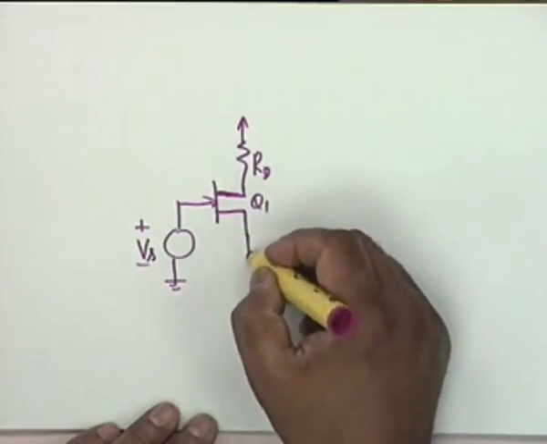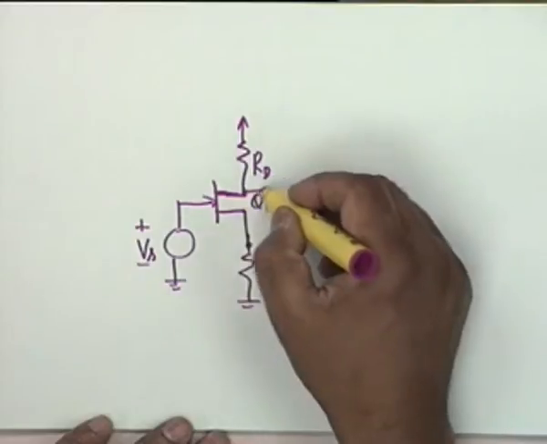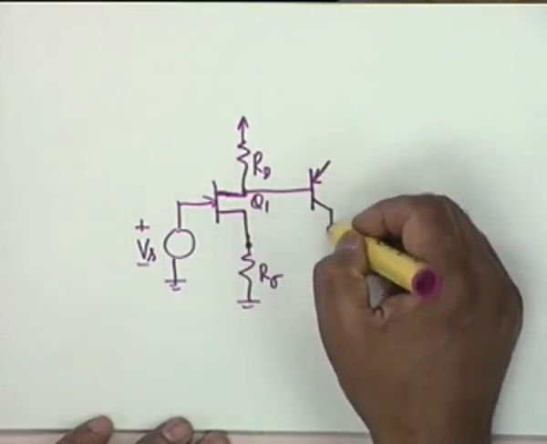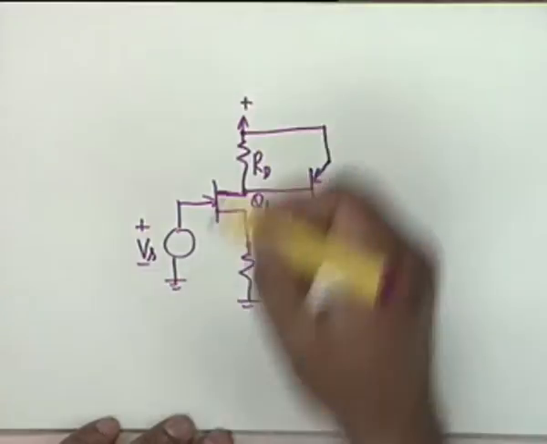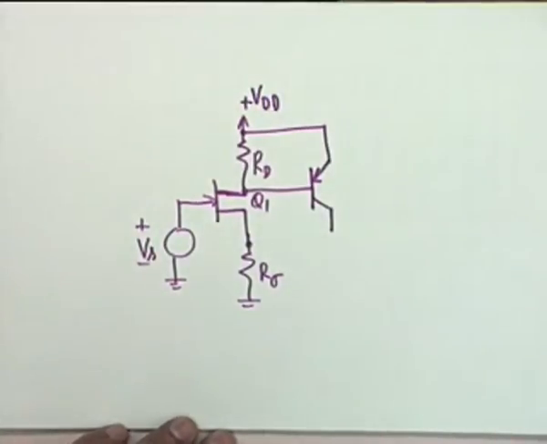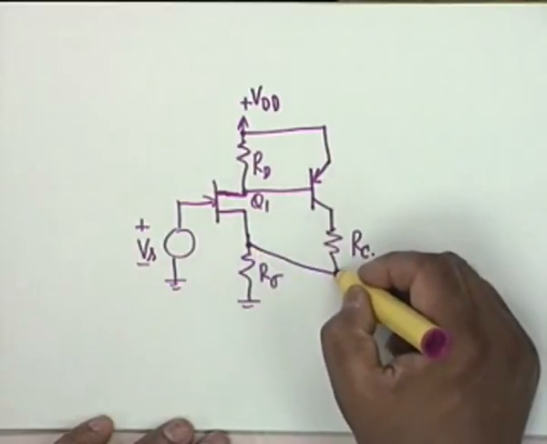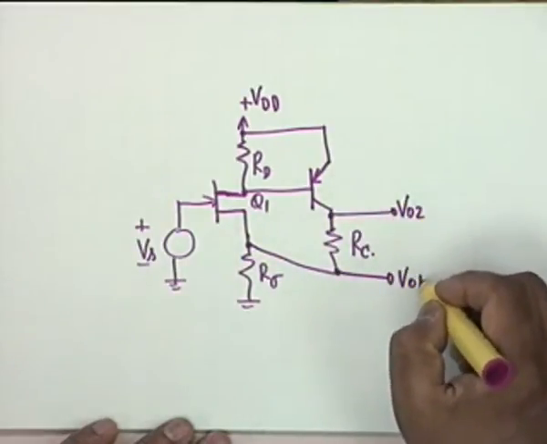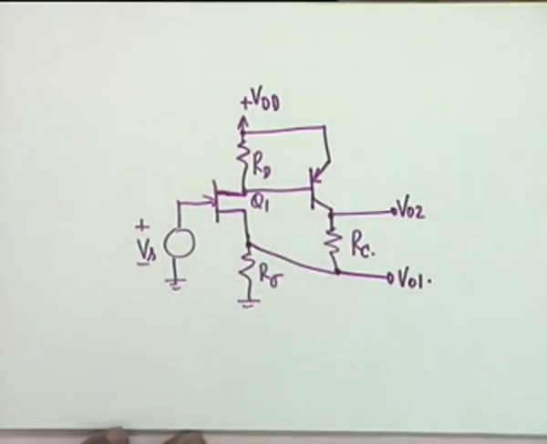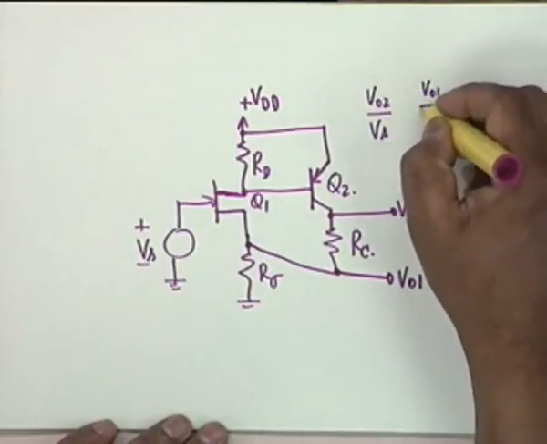This is my Q1, and there is a resistance R sigma through which there is feedback. This is brought to a PNP transistor, whose emitter is connected to the positive supply, plus VDD or VCC, VEE, whatever you call it. Then you have an RC, and this is connected here. There are two voltages which are taken. One is here, V02, and the other is here, V01. The first thing, this is Q2. And the question was to apply feedback methods to find out V02 by Vs and V01 by Vs, both of them.